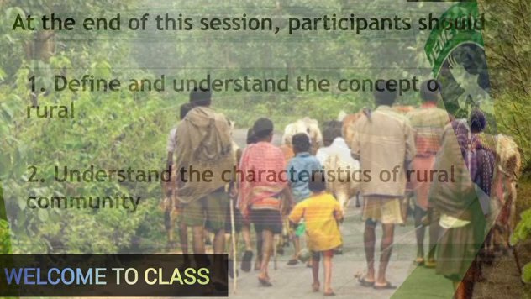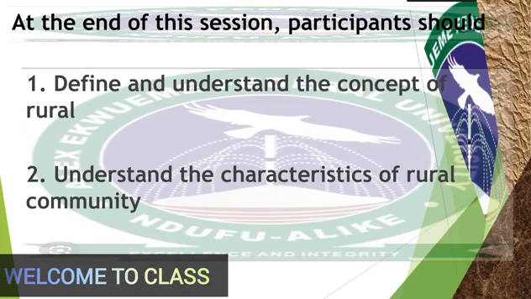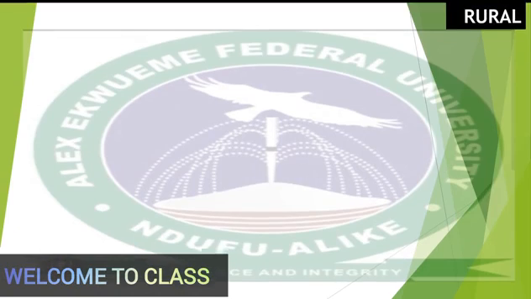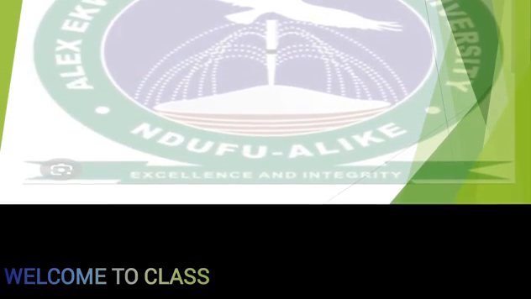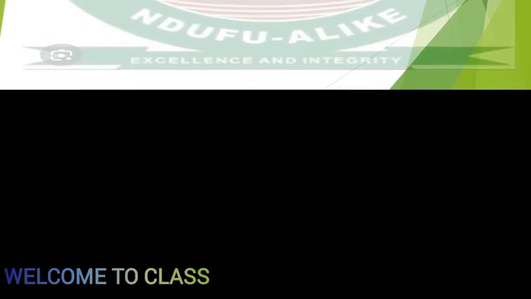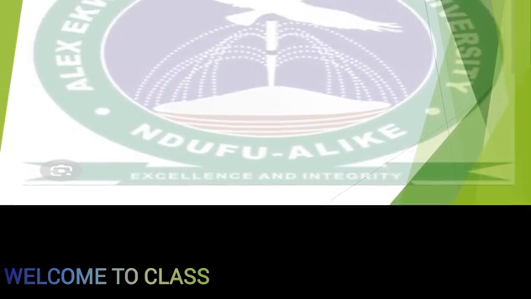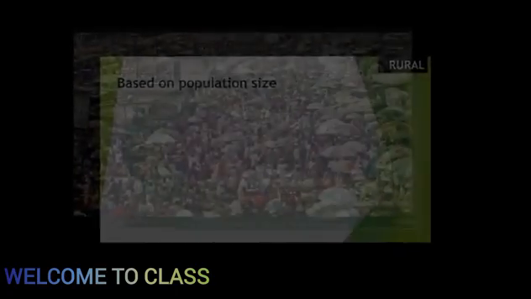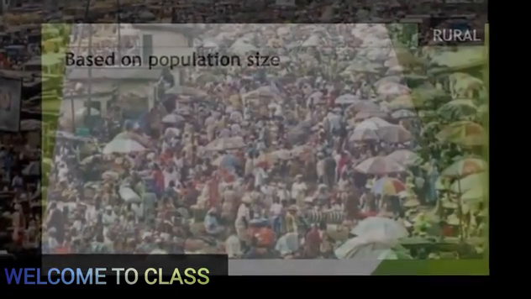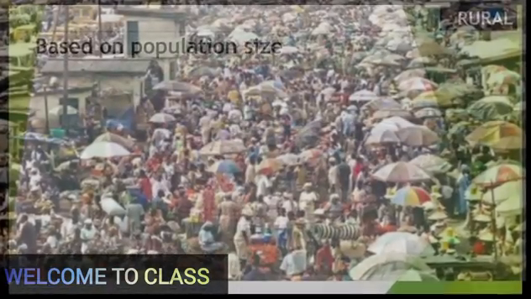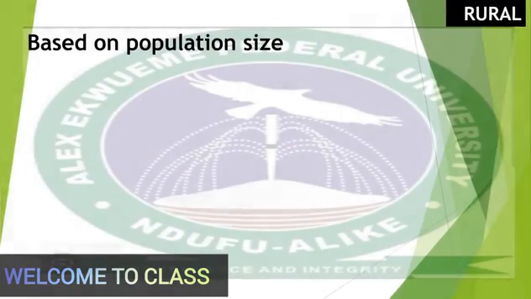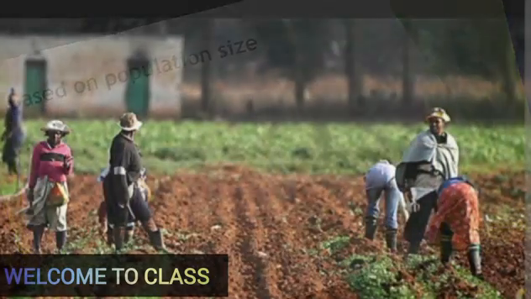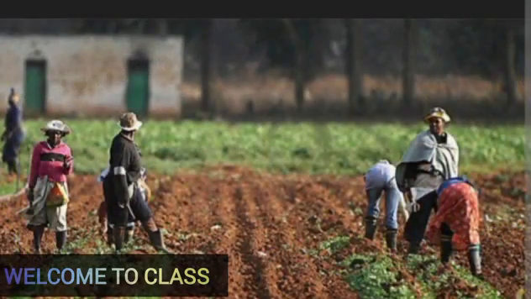So let's move on now with the definition of a rural area. In defining rural areas, certain criteria are used. This criteria will include population size. An area can be defined as being rural or being urban. But before we go to this criteria, let's define rural areas as areas that are sparsely populated in which people depend on agricultural land and other natural resources.